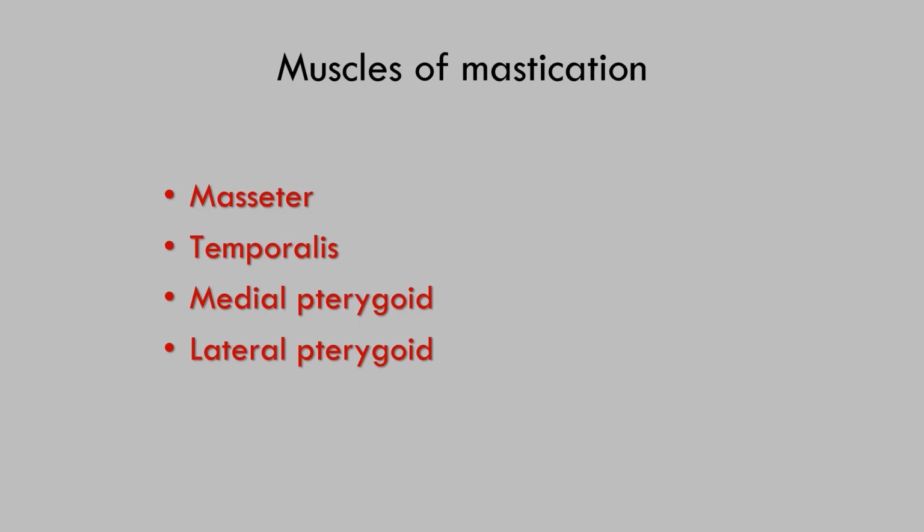To enumerate the muscles of mastication, they are masseter, temporalis, medial pterygoid and lateral pterygoid. Four muscles on either side of the mandible. All these muscles develop in the first pharyngeal arch. The nerve of the first pharyngeal arch is the mandibular nerve. So all these muscles are supplied by the mandibular nerve.